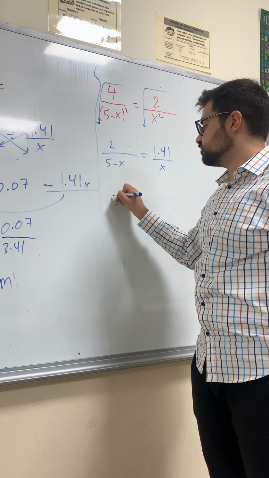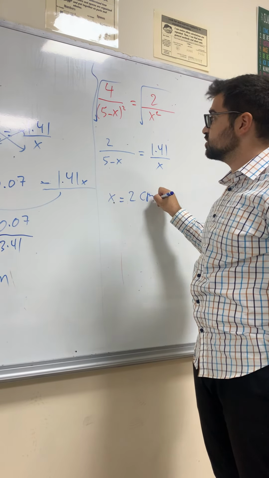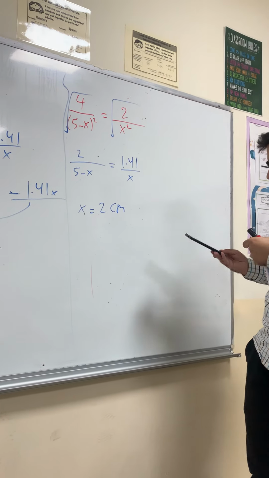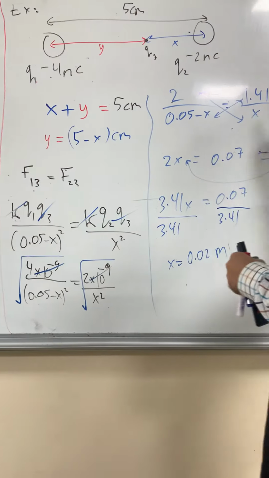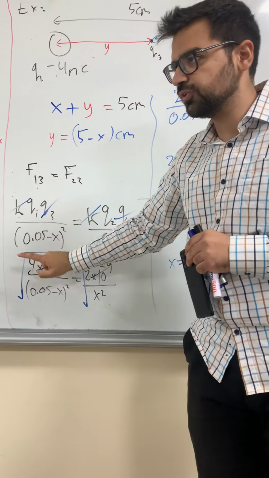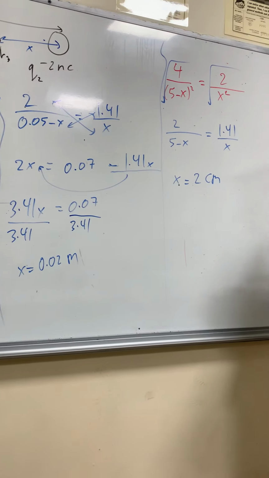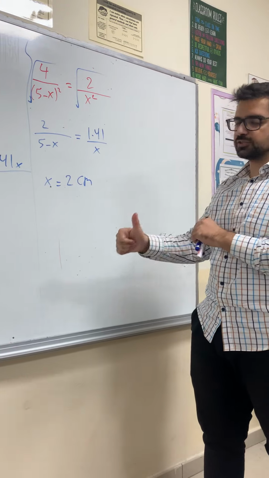And after solving this, you get that x is equal to 2, which is in our case 2 centimeters, since I didn't change the units. Why did I write it like this directly? Because k is cancelled, q3 is cancelled from both sides. We only have q1 over this, and we have q2 over this. Okay? Is this clear? Yes. It's done.